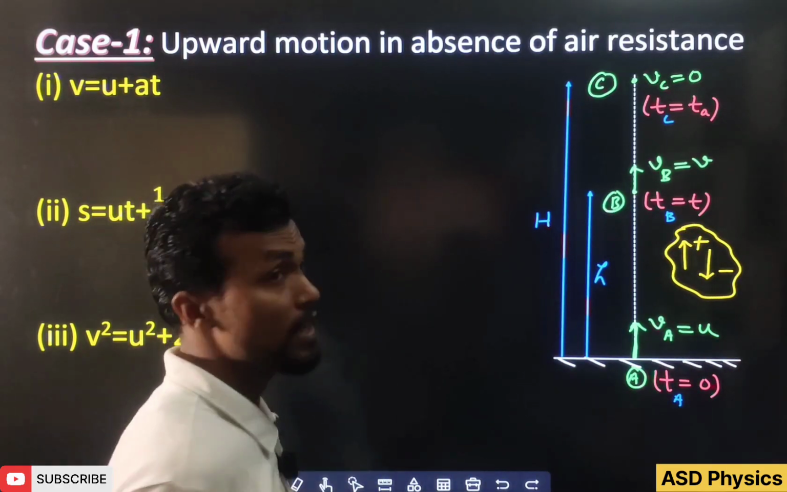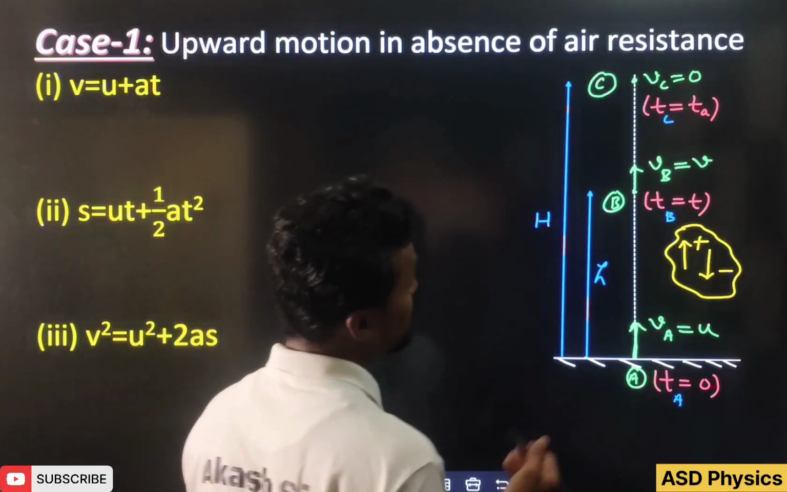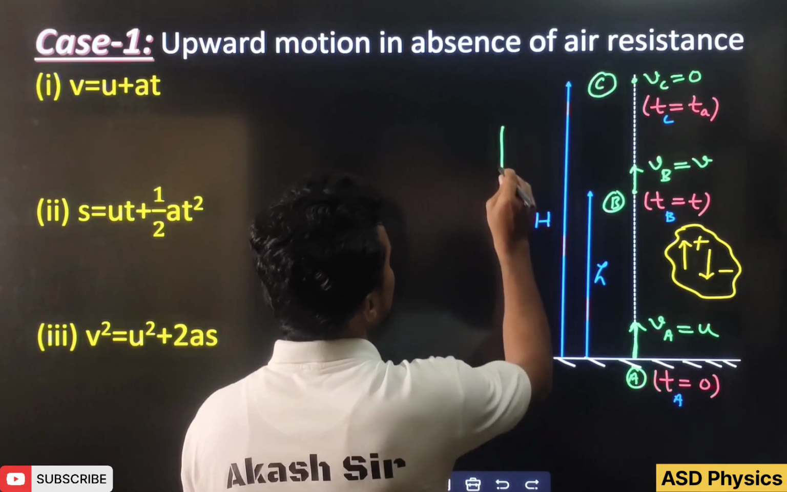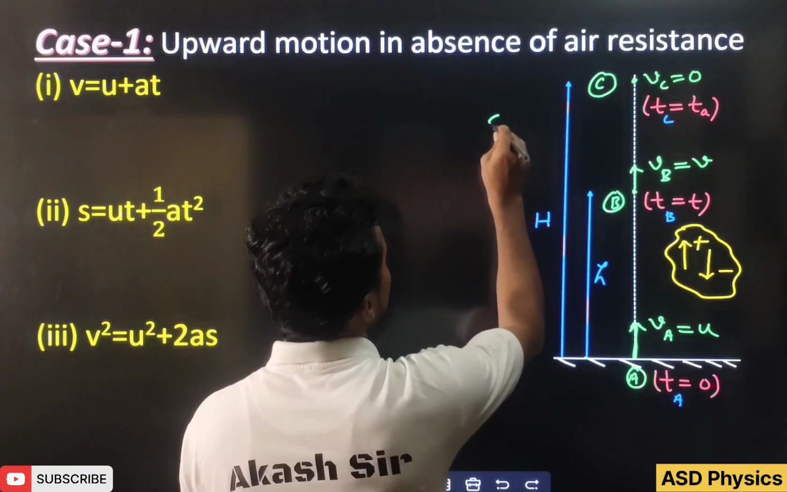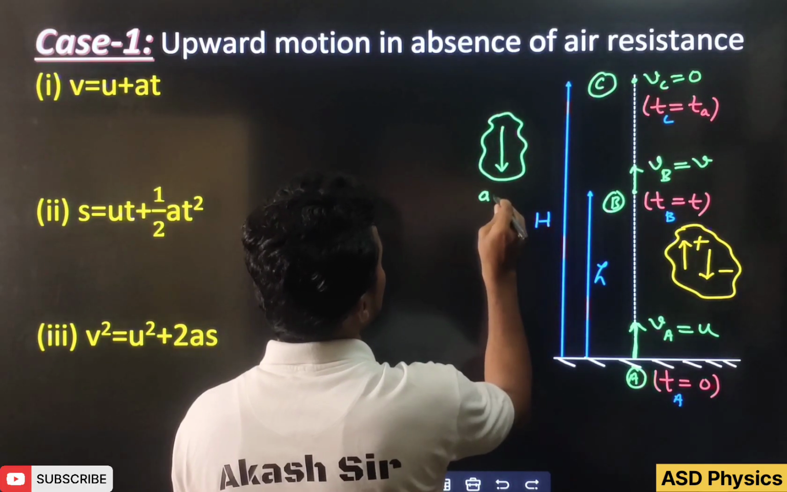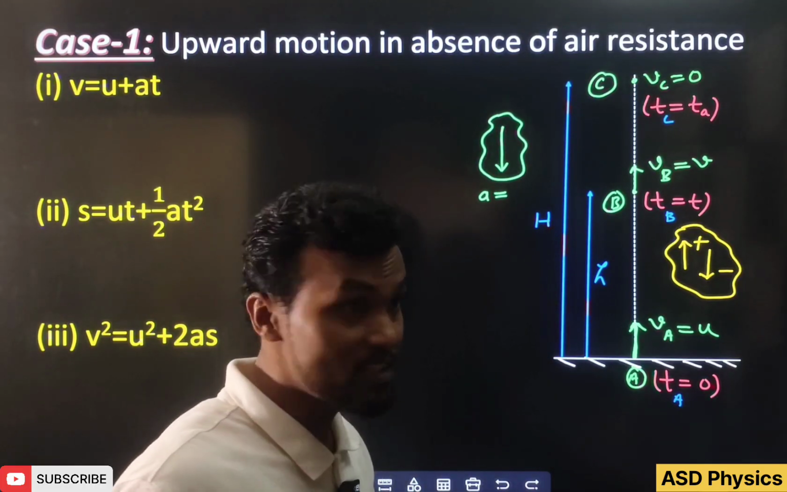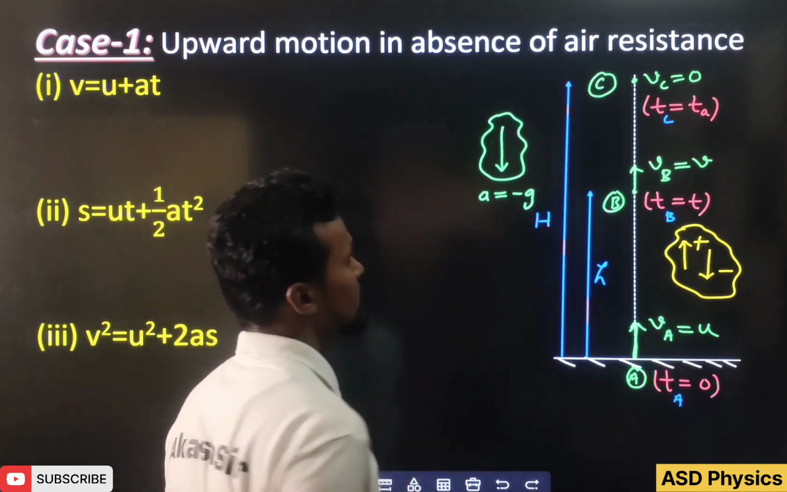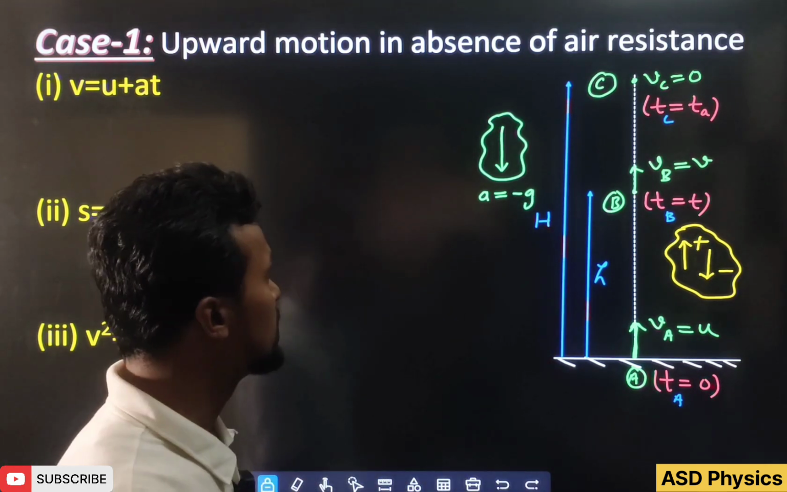Now students, after that if we talk about the gravity, gravity will act in which direction? Anyhow, downward direction. So if the gravity is acting in downward direction, what will I write here? A equal to plus g or minus g, depending upon the sign convention. Wherever A will come, it will become minus g. A equal to minus g.